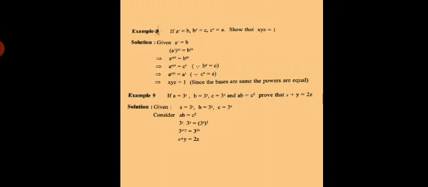Fine. Now the next example: if a is equal to 3 raised to x, b is equal to 3 raised to y, c is equal to 3 raised to z, and the product ab is equal to c square, prove that x plus y is equal to 2z. Now here also there are some conditions, three conditions they have given, four conditions sorry.